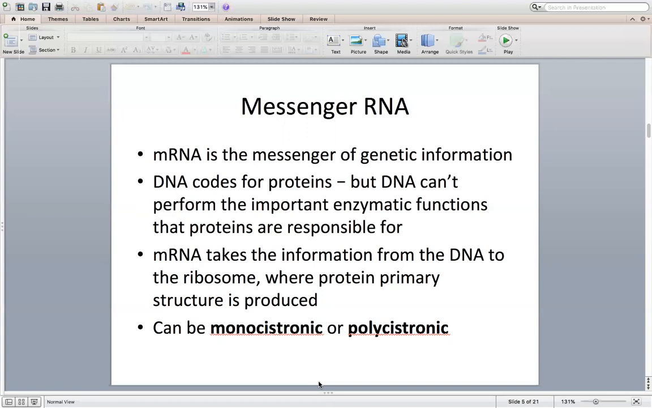It's also important to note that in eukaryotes, mRNA is what we call monocistronic, and this means only one protein product is going to be produced per mRNA molecule. In prokaryotes, however, mRNA can be what's known as polycistronic, and that's when multiple proteins can be produced depending on where along the strand of mRNA translation begins.